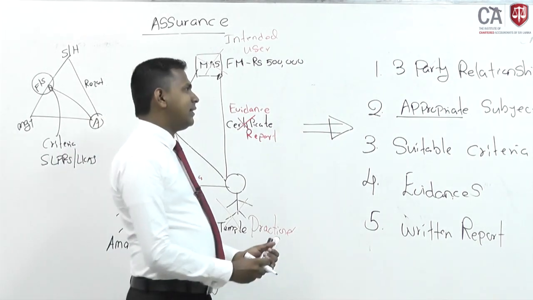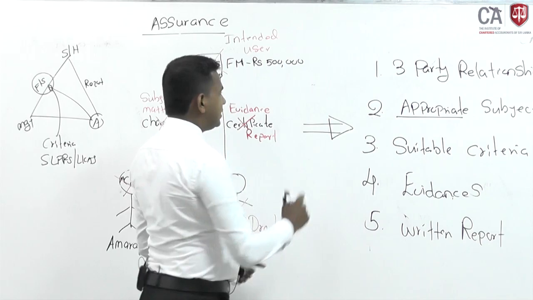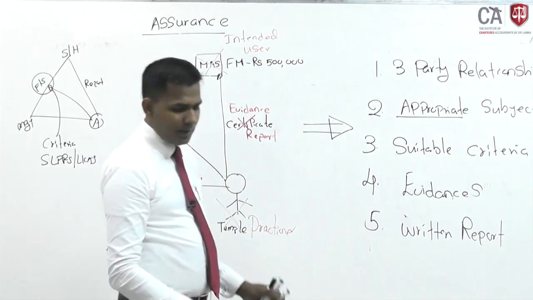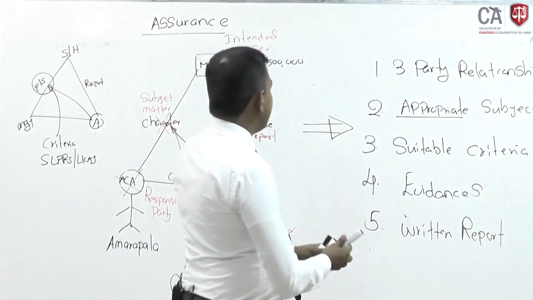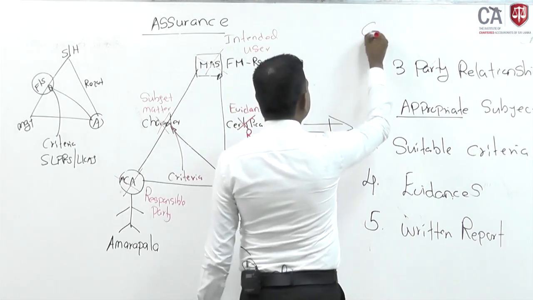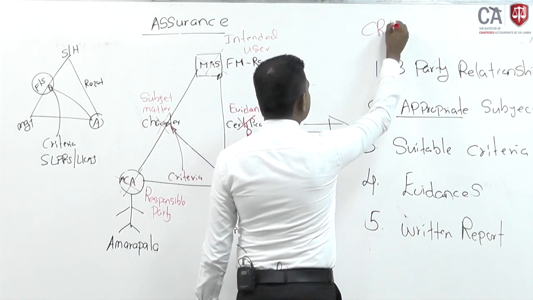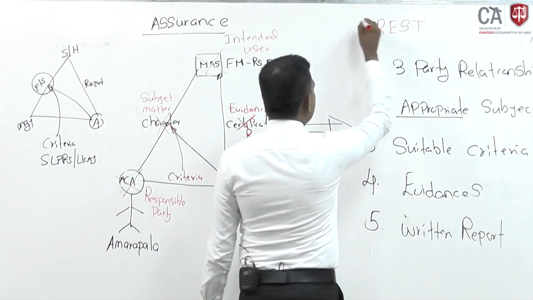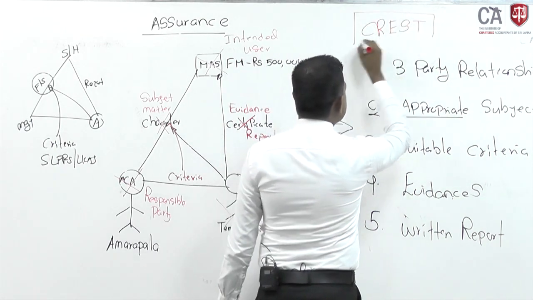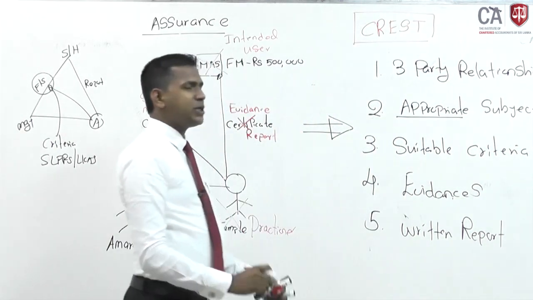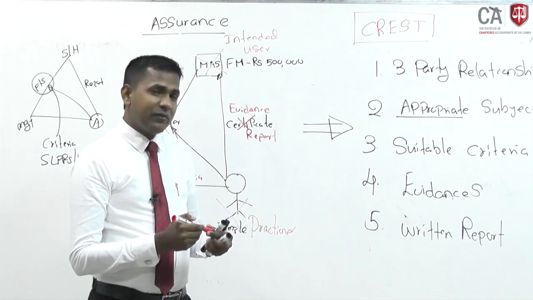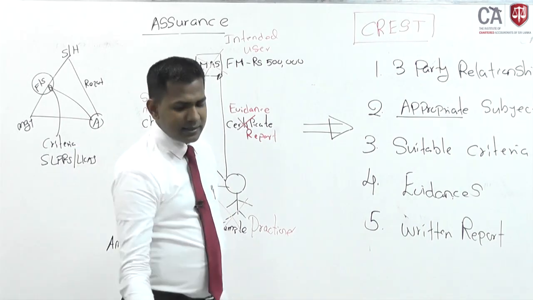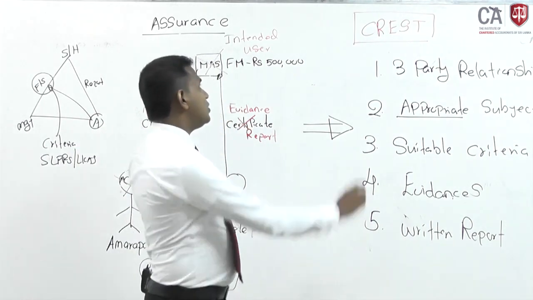So in arriving at this, if you can't remember all 5, there is a short form to remember, that we call CREST. So this you need to see at the examination. If your examination question is to identify whether this is assurance or not, then you need to apply the CREST.